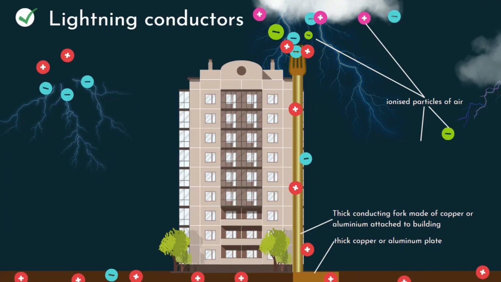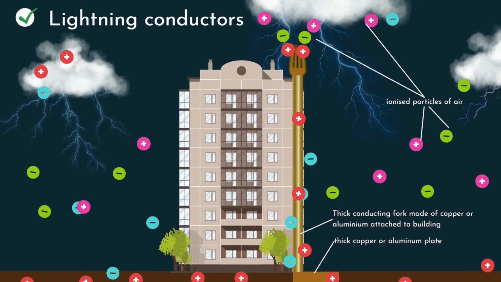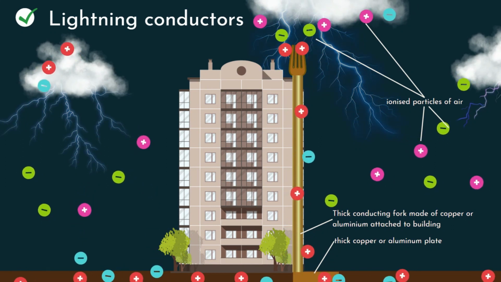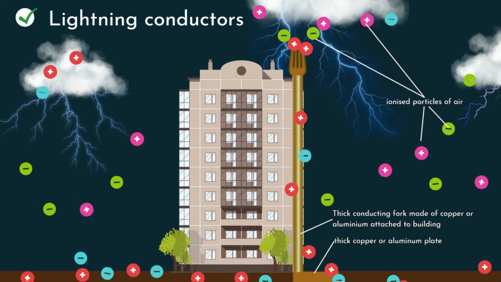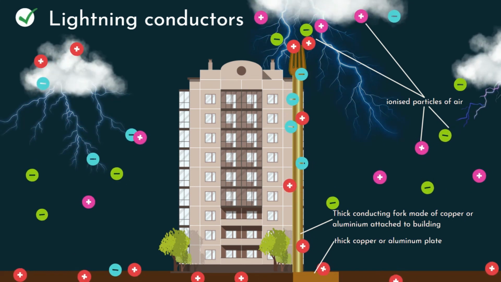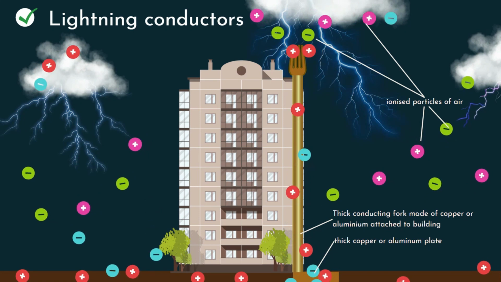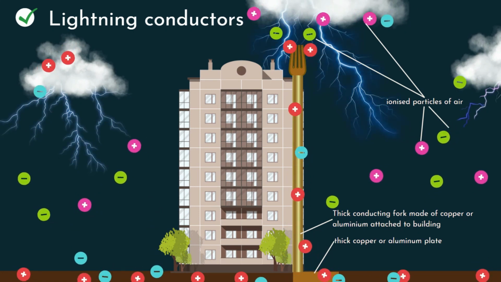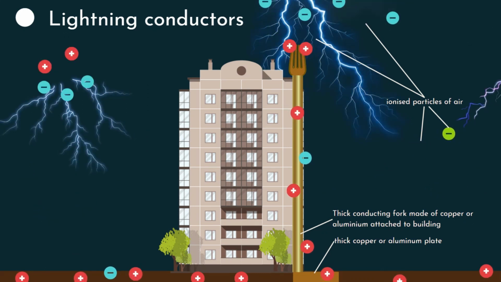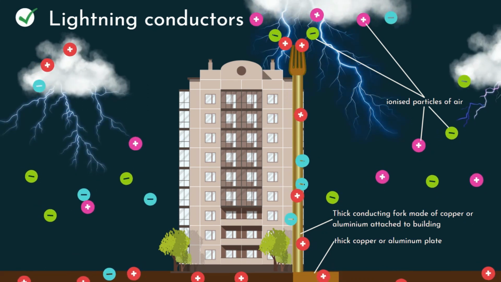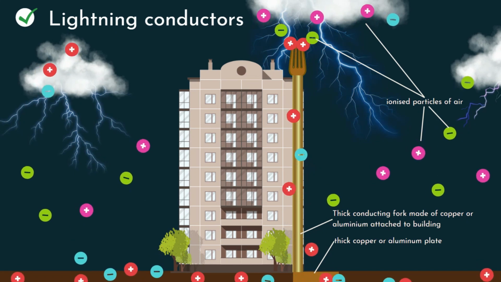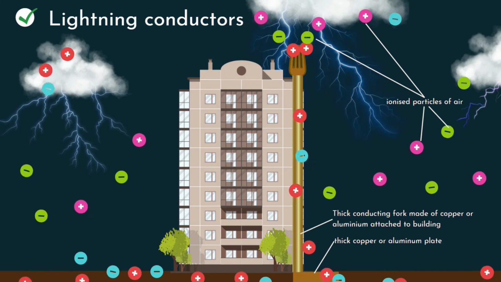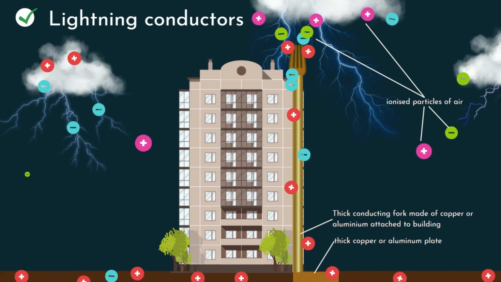A lightning conductor consists of one or more metal spikes connected by a thick metal strip to a thick metal plate buried below the surface of the earth in damp soil. The metals used include copper and aluminum, which are both good conductors of electricity. Tall buildings are vulnerable to lightning strikes since they can be close to clouds, so lightning conductors are fixed to high points on these buildings.